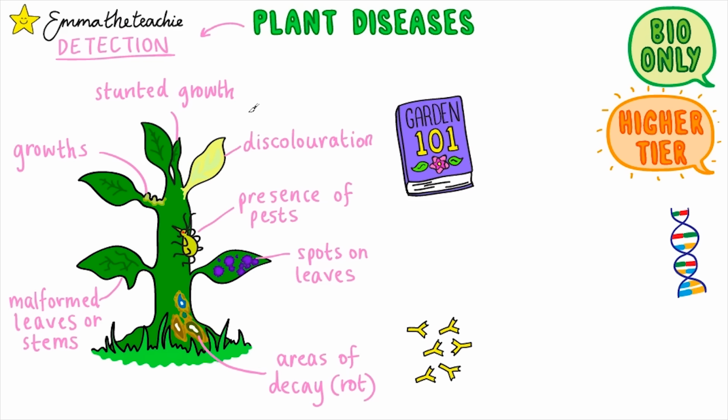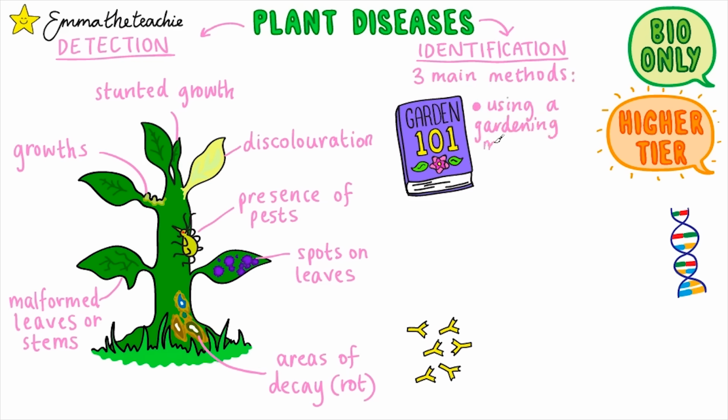Once you've spotted an indicator of a disease, the next step is to identify which disease is causing it. This can be tricky as many plant diseases have overlapping symptoms. There are 3 main ways to identify disease. The first is using a gardening manual or website. You can compare the diseased plant with descriptions and pictures of each disease.